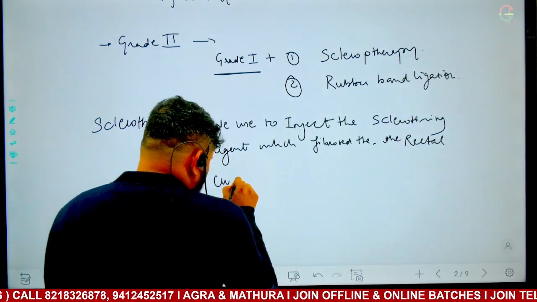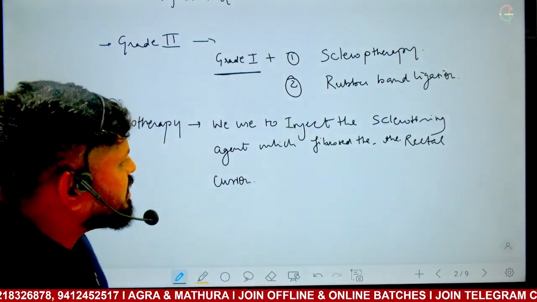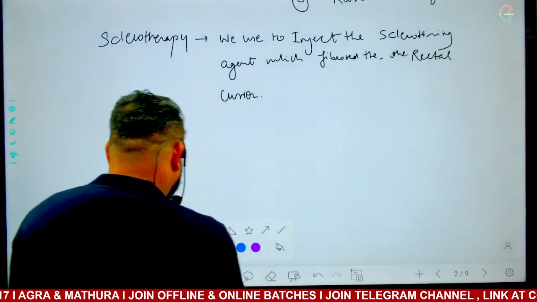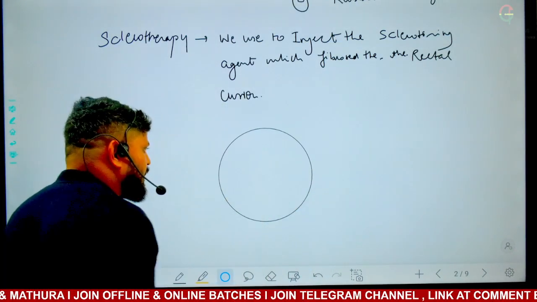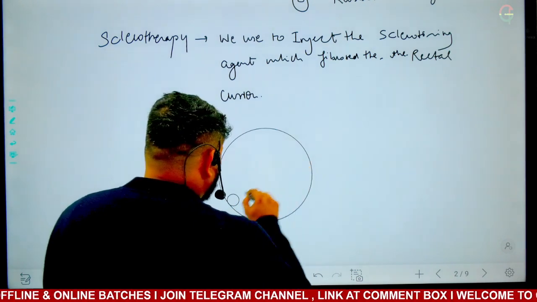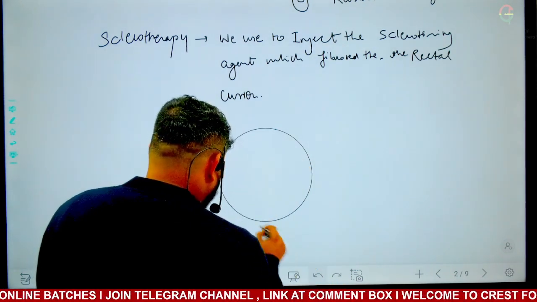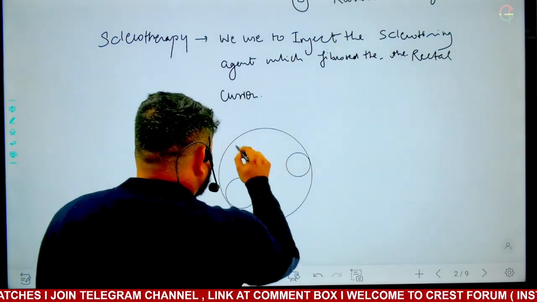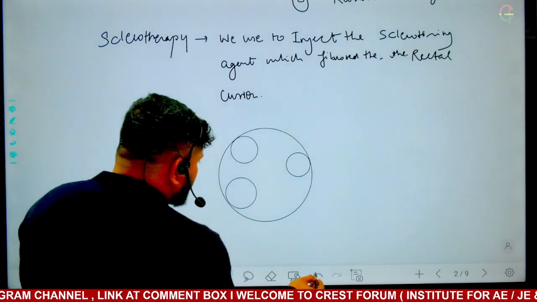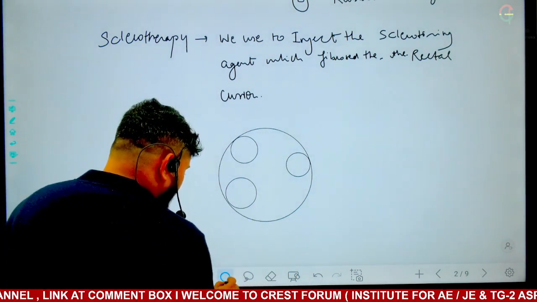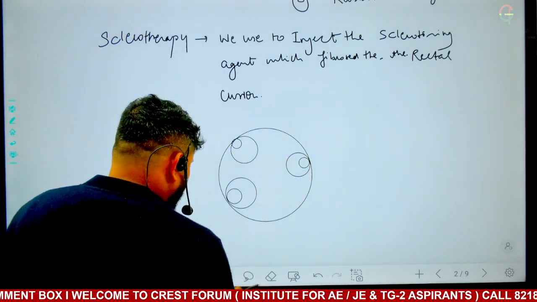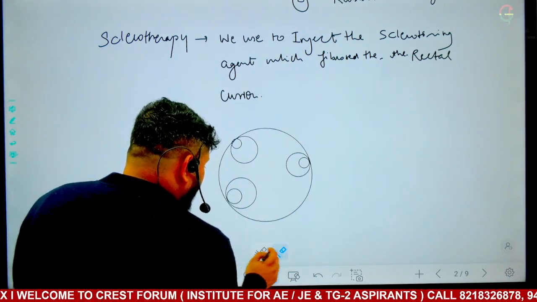Rectal cushion, which will fibrose the rectal cushion. This is the anal canal. This is the hemorrhoid. After giving the sclerotizing agent, they will reduce and get fibrosed.